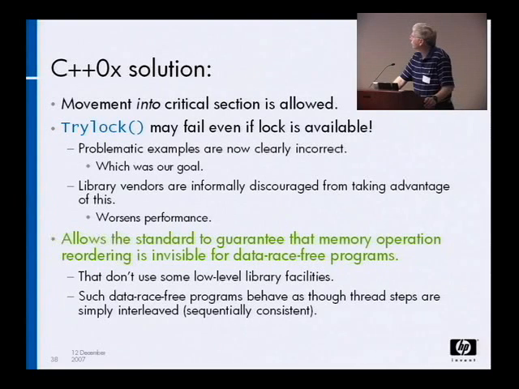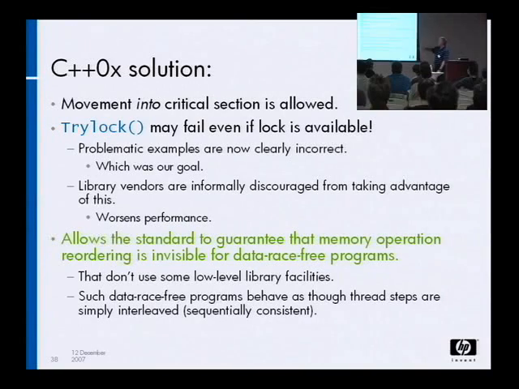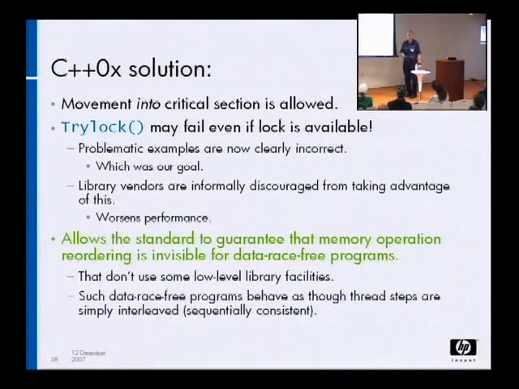And I know of no cases. I've been told that there are some really obscure cases where this actually interferes with legitimate code. All uses of try-lock that I've ever made continue to work under this interpretation. So together with all the other rules, the important point from this slide is that by using this slightly weird definition, we basically allow the standard to guarantee that memory operation reordering is completely invisible to the programmer for data-race-free programs. So even if you use try-lock or whatever, you don't have to worry.